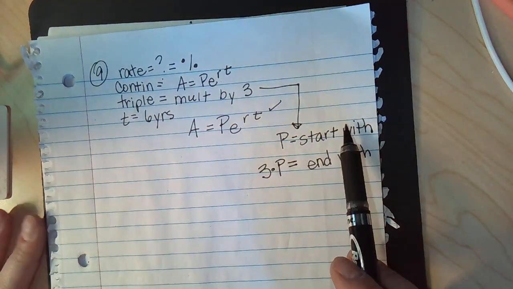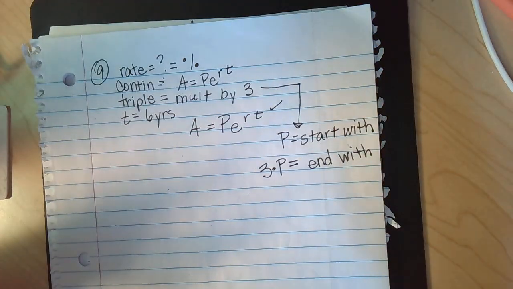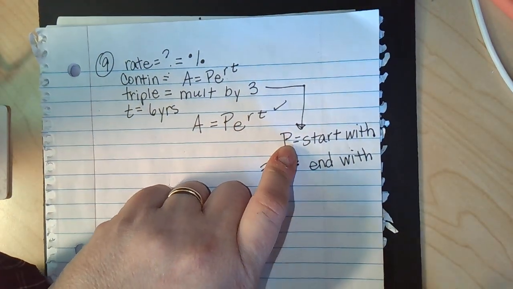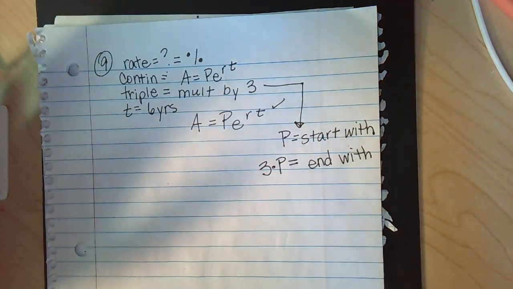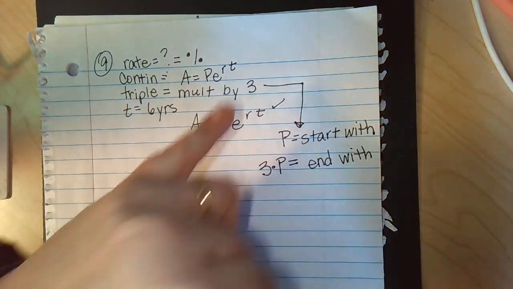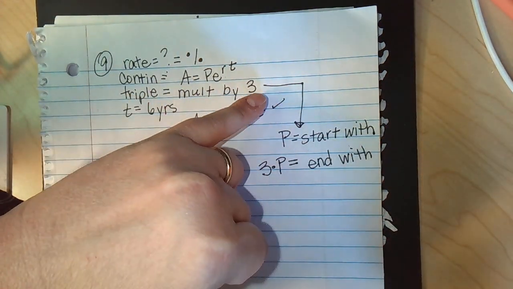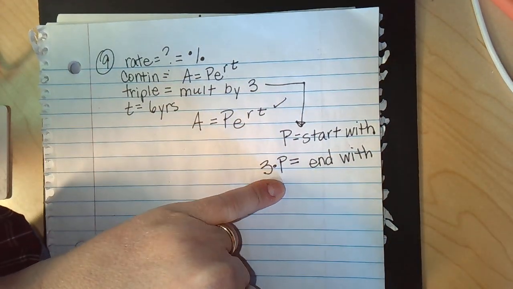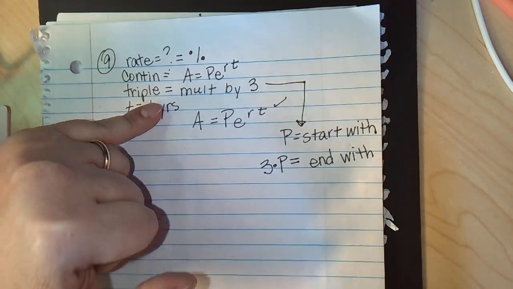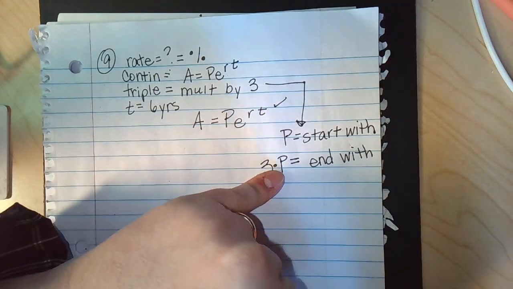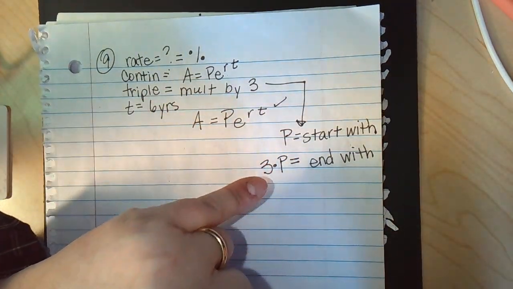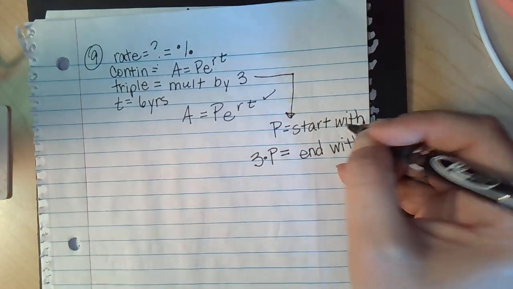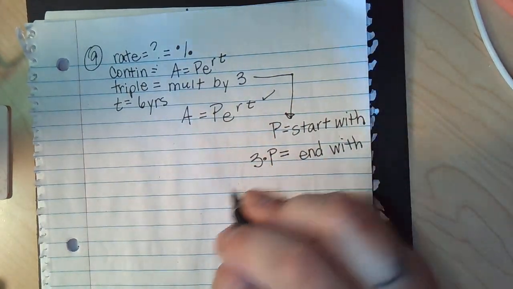Okay, so the money we started with, they didn't tell us how much we started with. But I know that it's the letter P. They did not tell us how much money we ended with. But I know it's triple. It's 3 times what I started with. If it would have said quadrupled, I would say 4 multiply dot. If it would have said doubled, I would have said 2 multiply dot. So I start with P, I end with 3P.